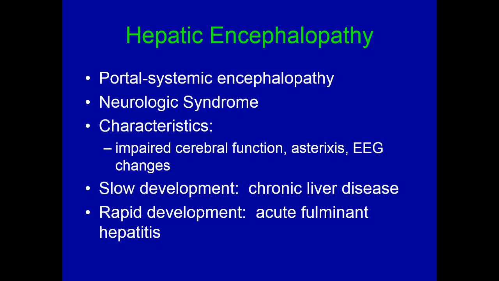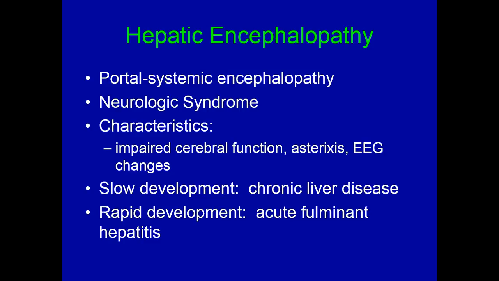Yes? Is that permanent or can it be reversed? If it's caught early, it can be, like with acute fulminant hepatitis, which is rapidly developing viral hepatitis. If it's treated very rapidly, it probably will resolve. However, with the slow-developing type from chronic liver disease, because that is irreversible, you may be able to treat it symptomatically, but it's probably not completely reversible. Does that make sense? Okay.